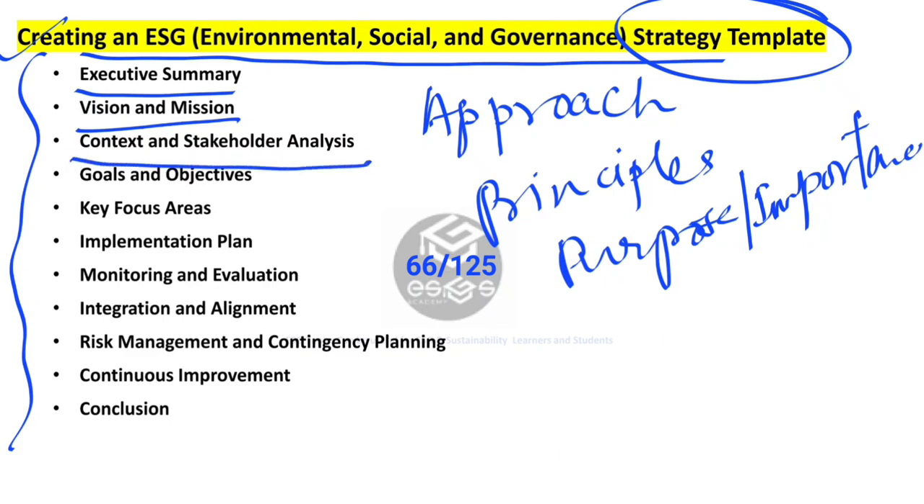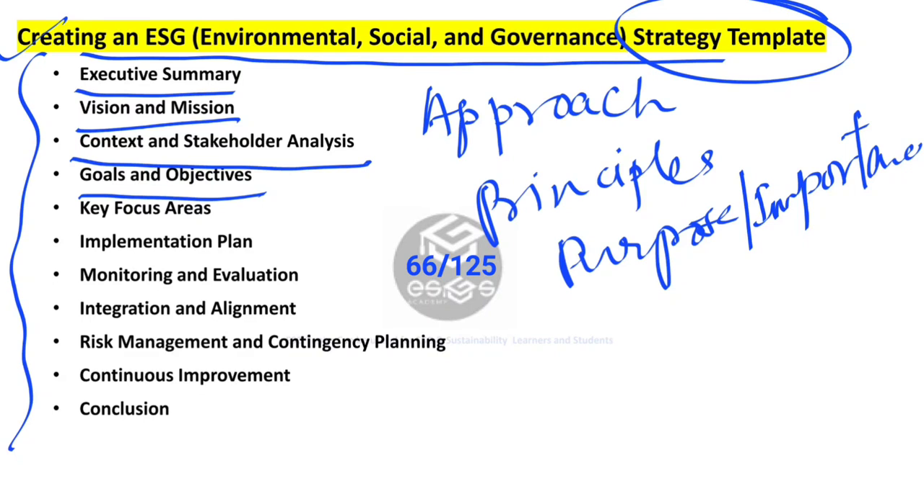Next is the context and stakeholder analysis. We have different subcomponents like ESG materiality assessment and stakeholder engagement. In the materiality assessment, we identify key issues relevant to the organization and stakeholders. In stakeholder engagement, we outline the process for engaging with internal and external stakeholders to understand their expectations and concerns regarding ESG.